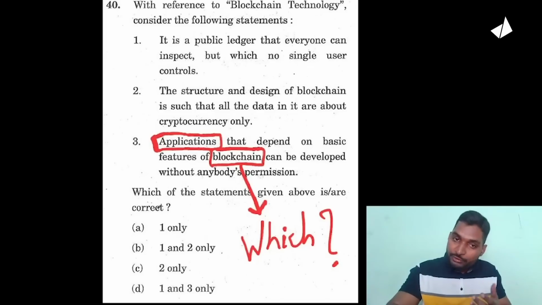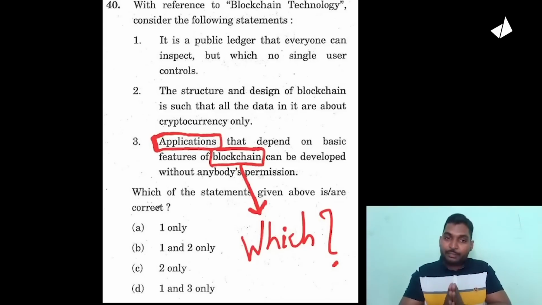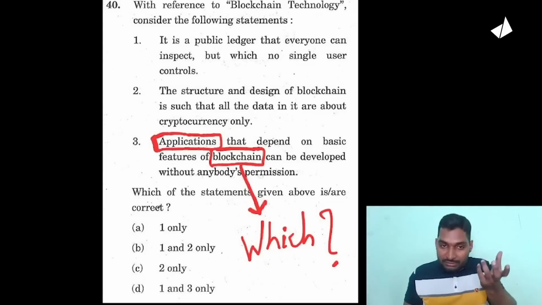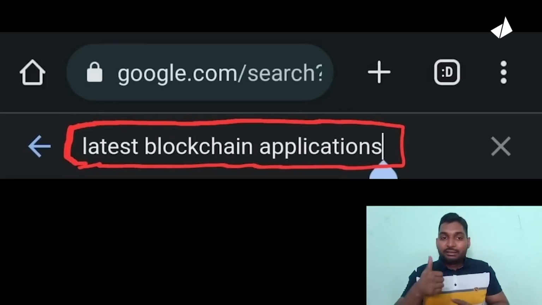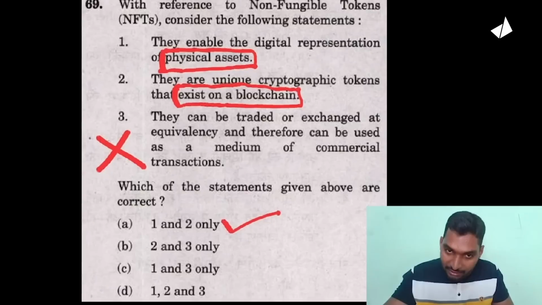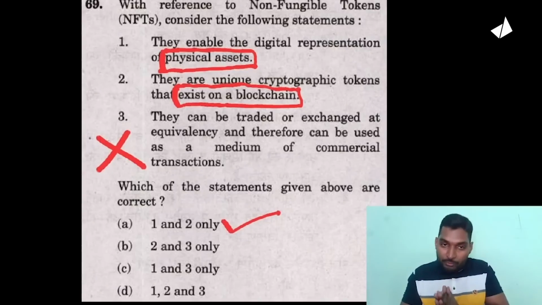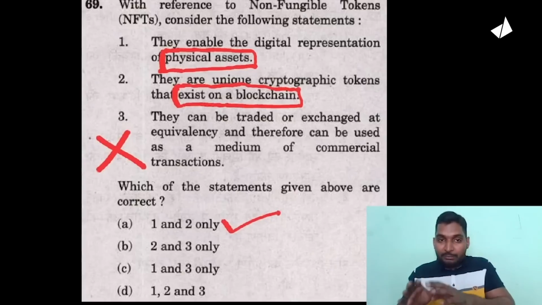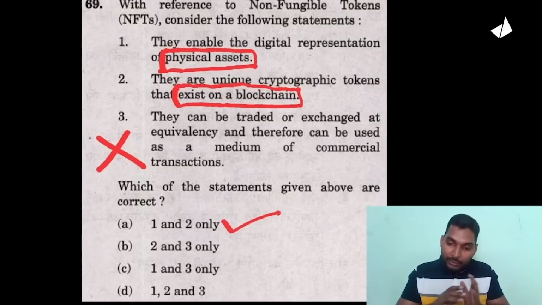So what did we do here? We saw this question from 2020 prelims paper. We did level 2 analysis for this question because the context of the statement was quite clear. It was made quite clear by UPSC itself. We searched the context, latest blockchain applications, and we came to know non-fungible tokens happen to be one of the latest applications of blockchain. Then we had this question in 2022, and we could derive the correct answer based on our level 2 analysis of a PYQ of 2020. In other words, we could predict this question in prelims 2022 by analyzing a PYQ from 2020.